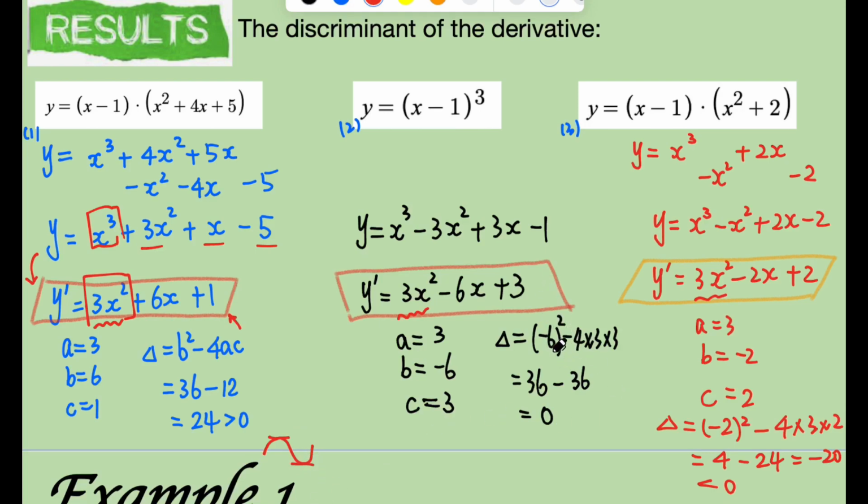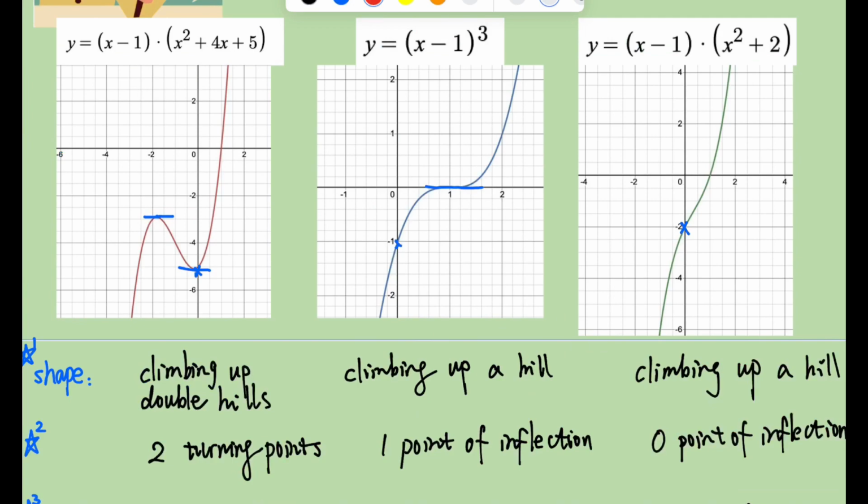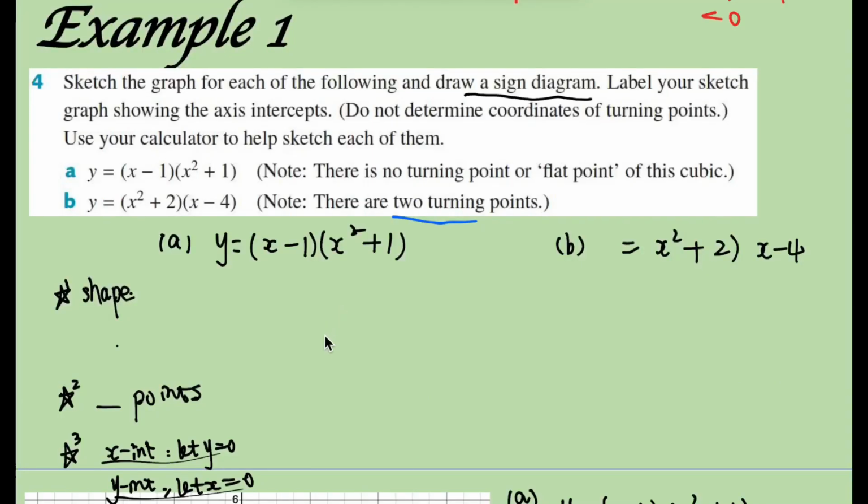And then for the second function, the derivative is also a quadratic function. The corresponding discriminant is equal to 0. That's why for the original cubic function, there is 1 flat point. So at this point, we only have 1. For the third one, the corresponding derivative has a discriminant less than 0. That's why there is no flat point. So the main reason we can find is based on the derivative. But at this stage, you just remember that there are 3 different shapes, and the number of flat points will be different. Now let's look at example 1.